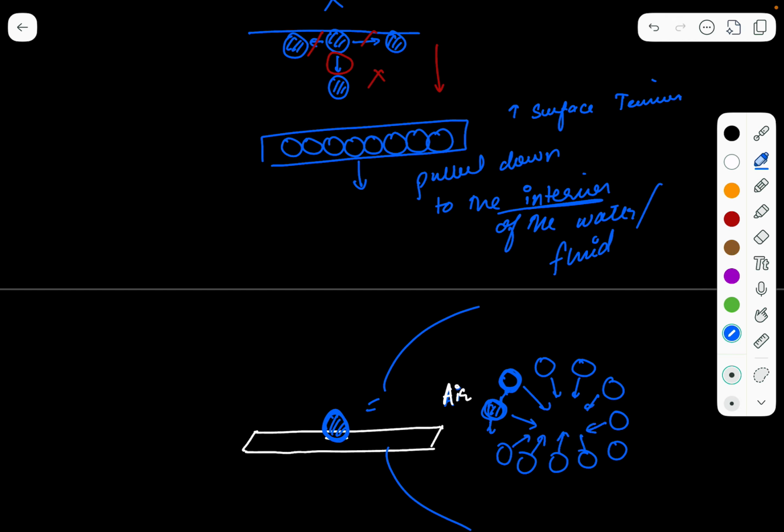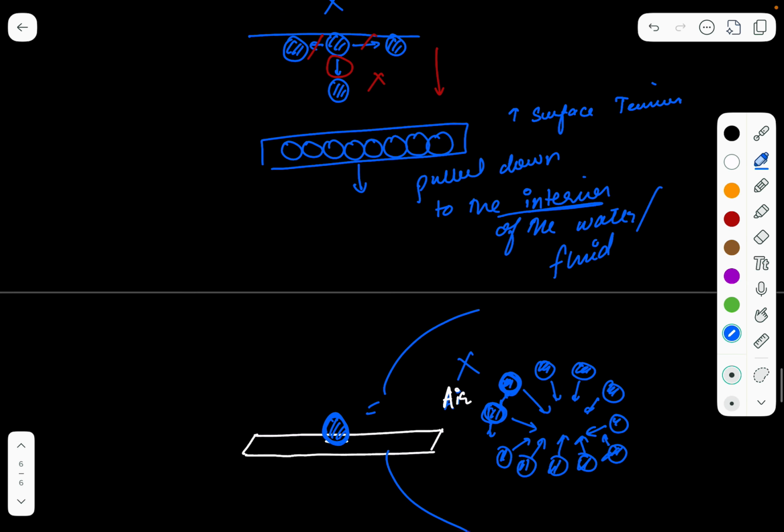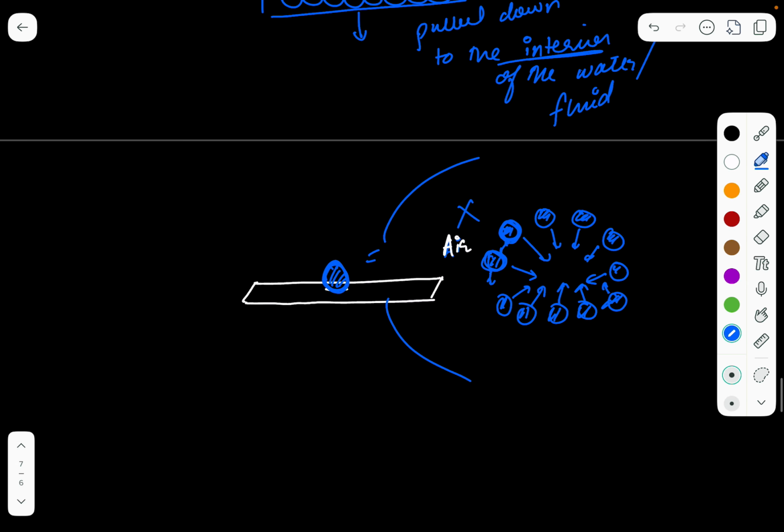Because they don't have any water molecules to interact with outside. Correct? And so this gives water the spherical shape that we see. And this creates a very tiny, thin, invisible elastic layer on top of the water surface, which gives water its surface tension.